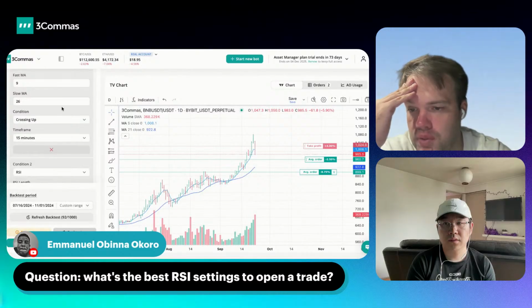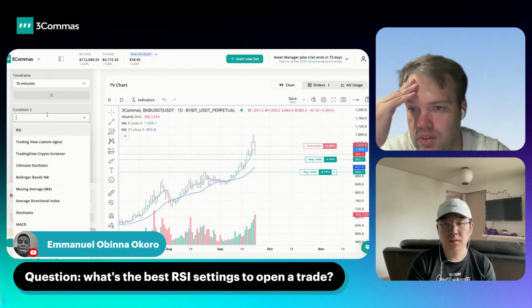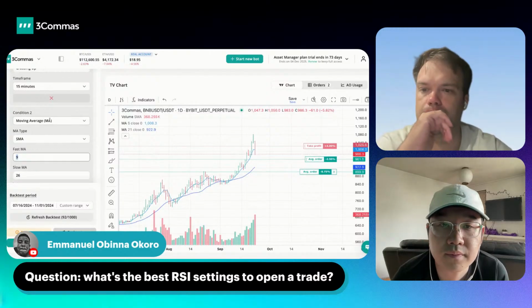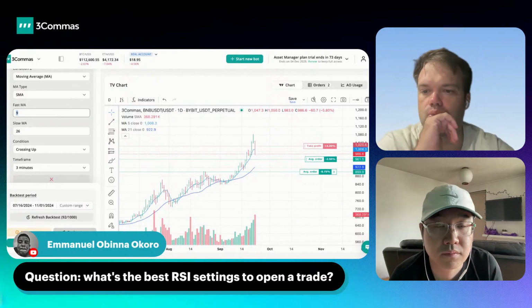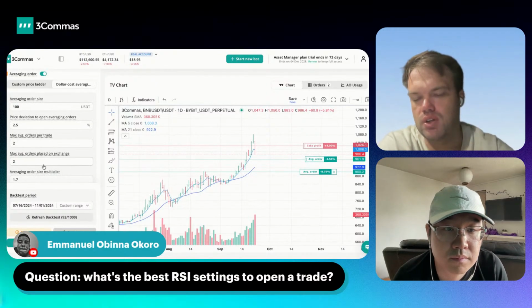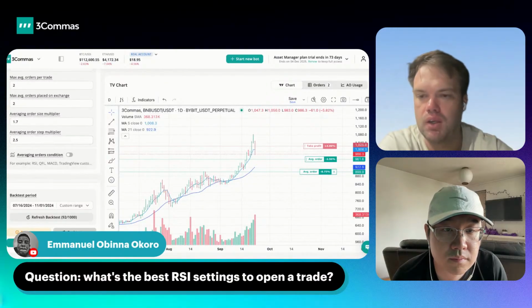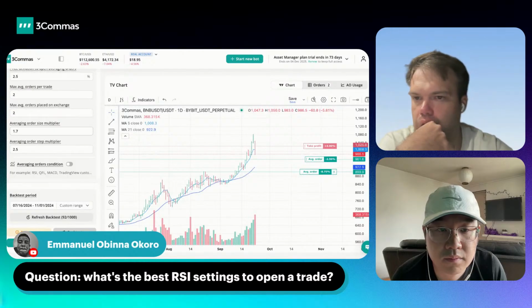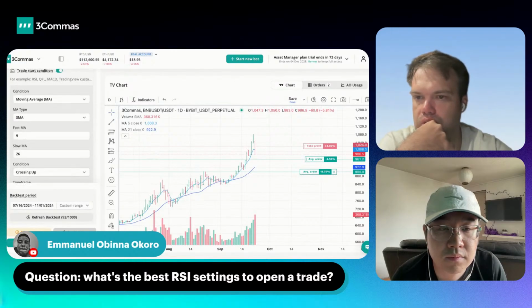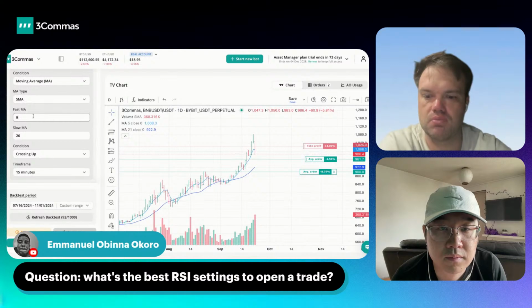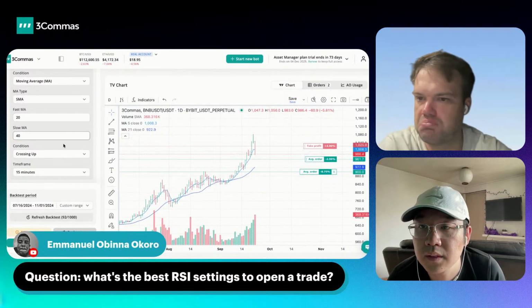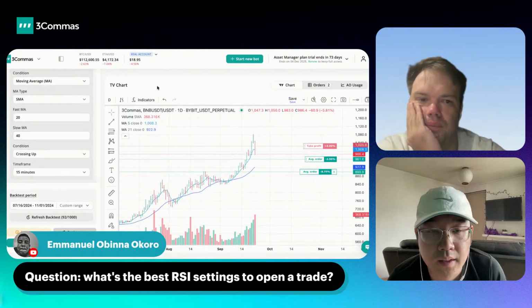So I'm either going with 15 minutes or with 1 hour because I usually trade 1 hour. If you want your trades to be open on 1 hour frame, but you want your signals to be on 15 minutes, that's also fine. So moving average is pretty simple. It's 20/40 for me. It's just like this.